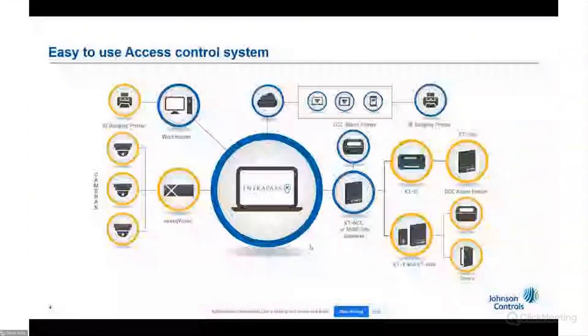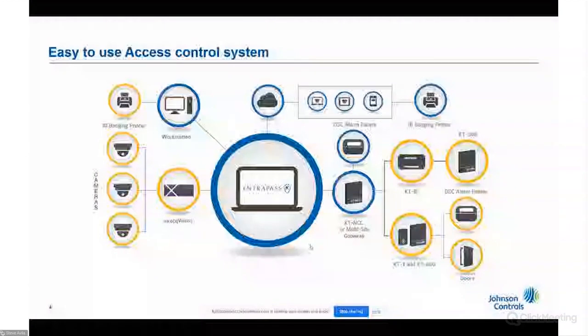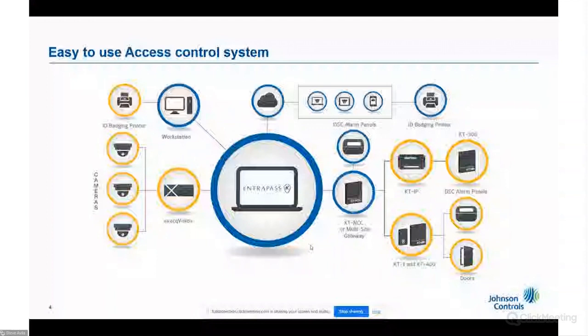So in this diagram right here, you can see how we can integrate on the Entrapass software by Kantech. We can have video recorders from Exact. We can have those live cameras. We have our workstations where we have badge printers. Through the onboard RS485 connection, we can integrate to other platforms such as the DSC alarm panels. We can also connect to those panels by IP using the KT IP module, as well as all the usual access control elements such as readers, request to exit buttons and outputs. We're going to see that in detail later.